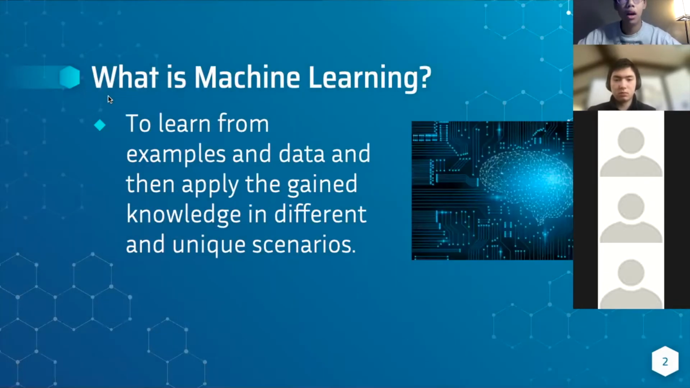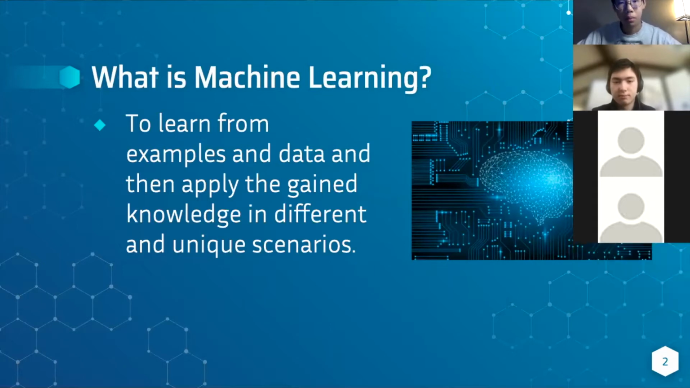Just to give a brief overview of what machine learning is: basically, the premise is to learn from examples and data and then apply that gained knowledge to different and unique scenarios. For example, we can learn from previous historical data on which kinds of people are more susceptible to cancer, and then apply that data to future predictions. By looking at someone's health records, we can predict whether they're more susceptible to cancer or not.